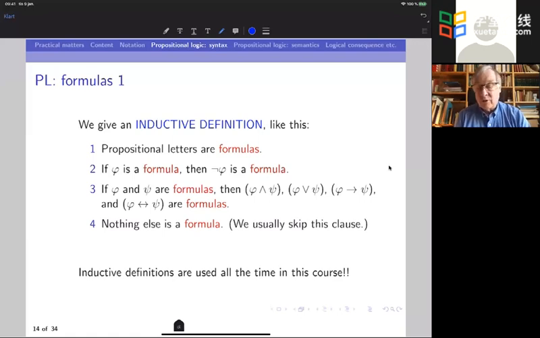This fourth clause is something we will not mention. It's taken for granted. So if you have a definition like clauses 1, 2, 3, then that is an inductive definition of the whole infinite set of formulas. Because you can see that every formula that is well formed, that is correct, is formed by applying these rules a finite number of times. You always start from propositional letters and then you apply negation or conjunction or disjunction, etc.